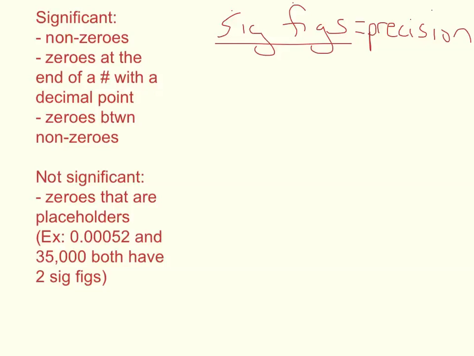So, here are the rules at the left. Non-zero digits are always significant. So if it's not a zero, it counts as a sig fig automatically. Now, zeros at the end of a number with a decimal point are always significant as well because they make the measurement more precise. So for instance, if I had 5.2, that would have 2 sig figs. And if I had a measurement of 5.200, which we can measure on some of our balances, so let's say we had a measurement of 5.200 grams. That measurement would actually have 4 significant figures.